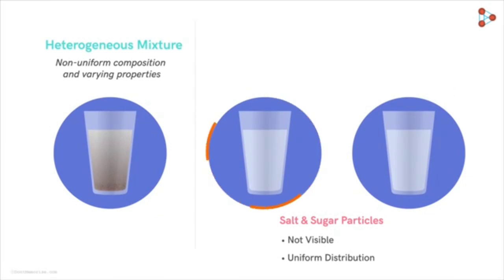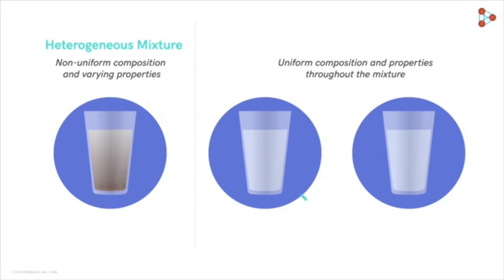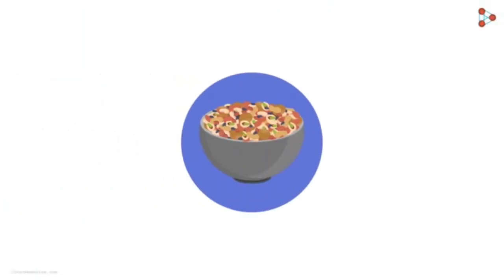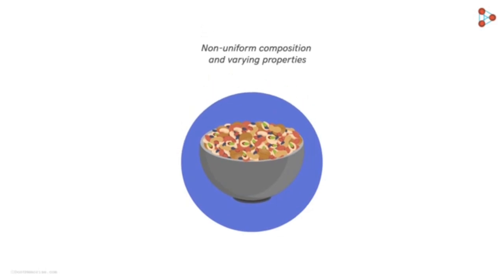And in the second and the third mixtures, their composition is uniform throughout. And its components are in a single phase. That is, we cannot separately see the individual components. So this type of a mixture in which its composition and properties are uniform throughout is called a homogeneous mixture. For example, in a bowl full of mixed nuts, it's possible to identify the different nuts in the bowl. And the composition of the mixture is not uniform. So, it's a heterogeneous mixture.